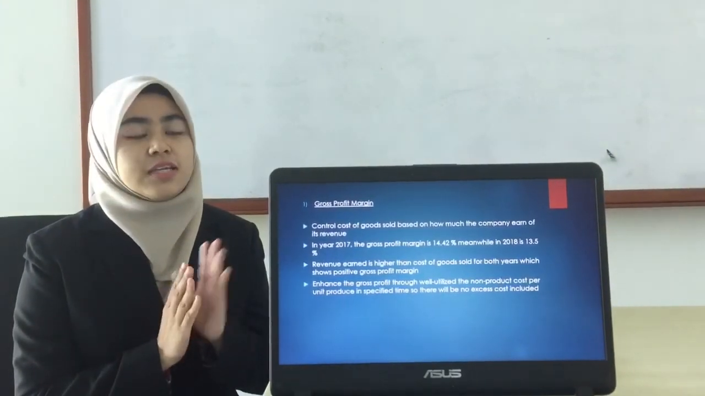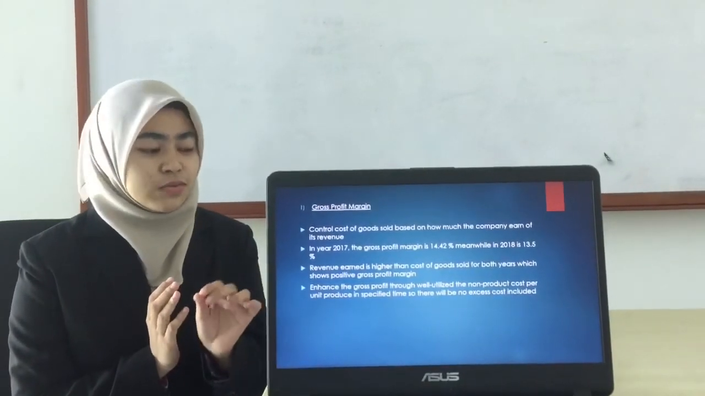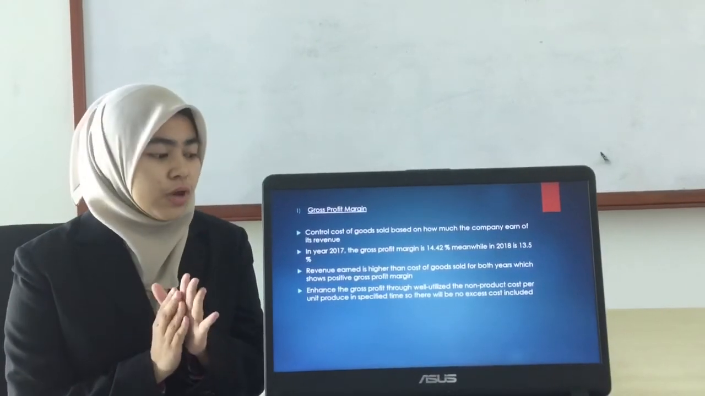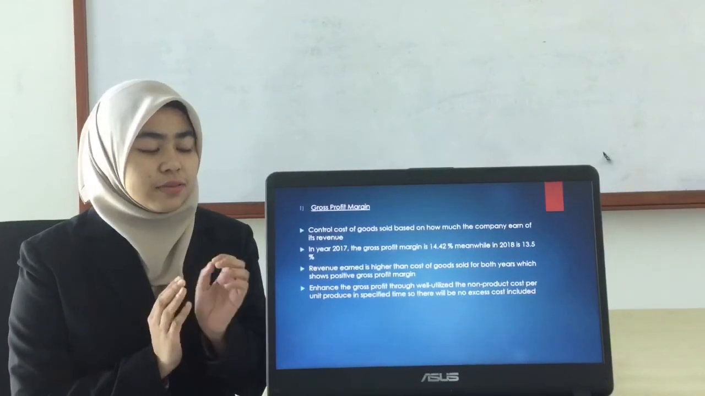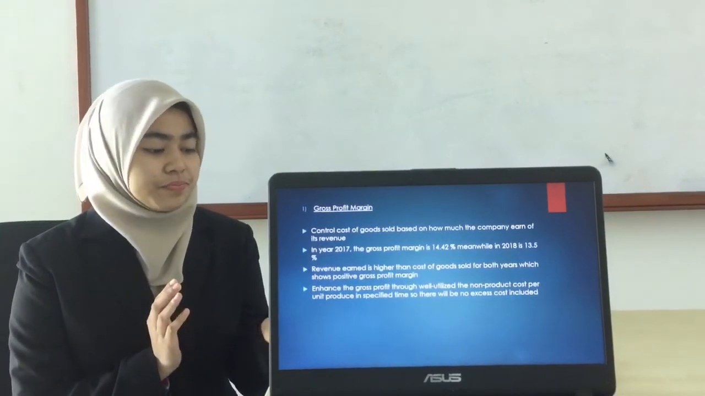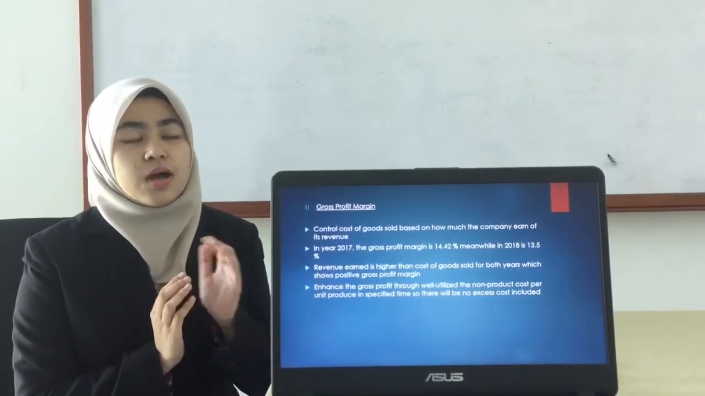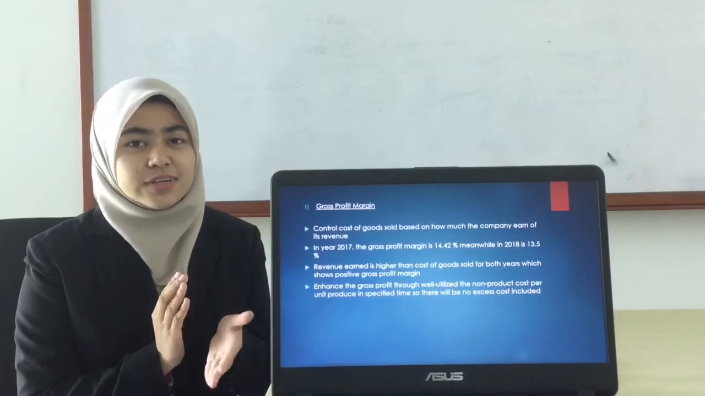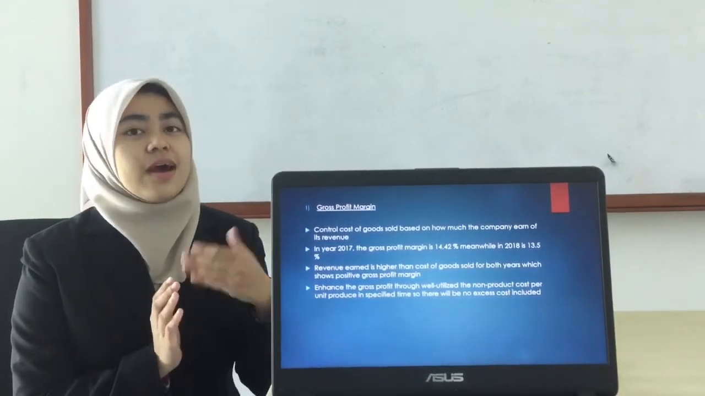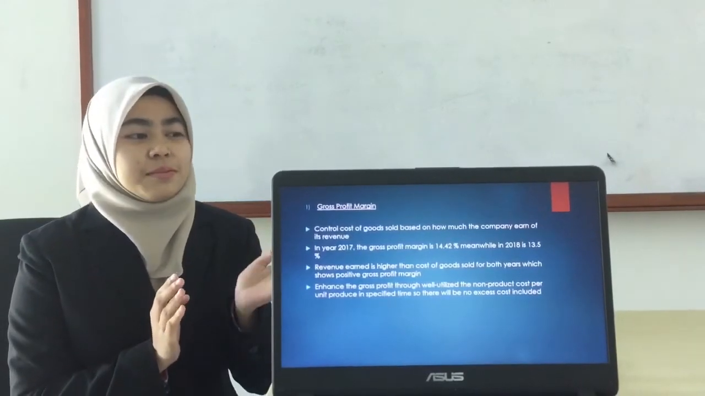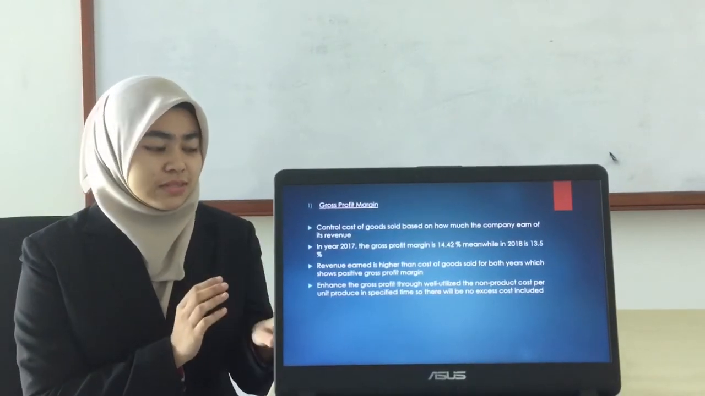The company faced a downgrade of about 0.92% on its gross revenue, which shows a decreasing ability of the company after paying for other associated costs. It also shows that the company is able to cover the cost of goods sold for every RM1 earned, based on the ratio for both years.